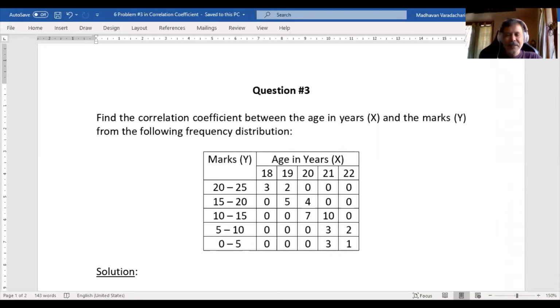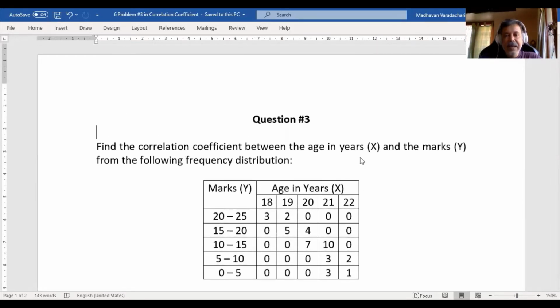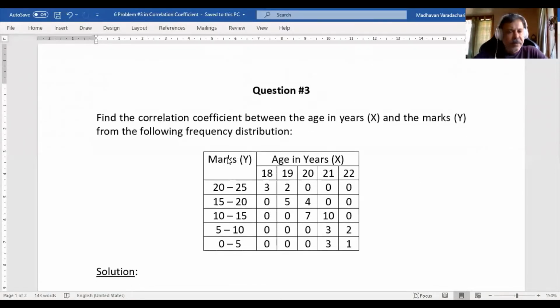Hello everyone. In this video, we will see how to find the correlation coefficient between two variables if there is a frequency distribution. Question number 3: find the correlation coefficient between the ages in years, which is considered to be variable X, and the marks considered as variable Y from the following distribution. Marks is given in terms of class intervals, ages are directly given, right?